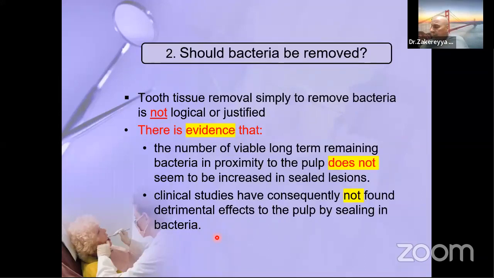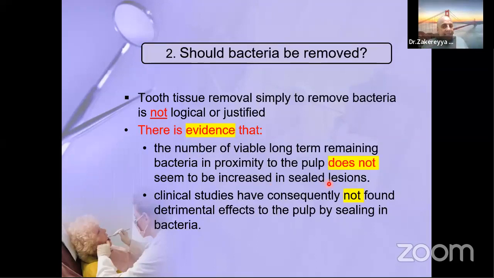Now, what's next? Tooth tissue removal. Should we remove bacteria? Tooth tissue removal simply to remove bacteria is not logical. It's not justified. Well, I say there is bacteria here, so let's cut all of this lovely dentin because there might be bacteria in it. That's not logical. That's not justified. Why? I am talking to you about evidence. Evidence-based dentistry. Evidence here says the number of viable long-term remaining bacteria in proximity to the pulp does not, repeat, does not seem to be increased in sealed lesions.